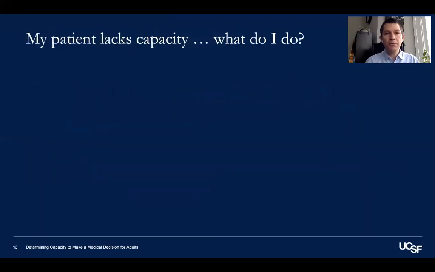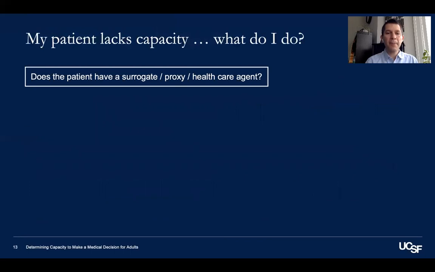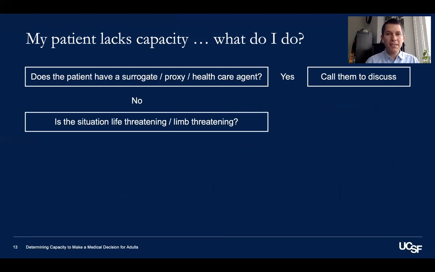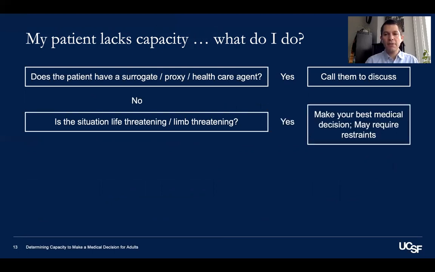Let's say you've gone through those four steps and you've determined your patient lacks capacity. What do you do? So the first step is to figure out whether the patient has a surrogate, proxy, or healthcare agent. And if the answer is yes, you should call that person to discuss. If the answer is no, then think about whether the situation is life-threatening or limb-threatening. If it is, you have to make your best medical decision, and it might require restraints, medical or physical.